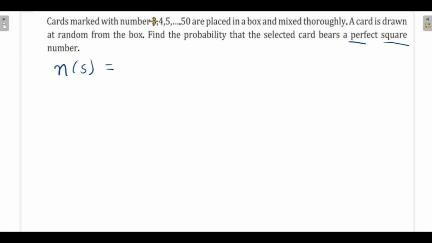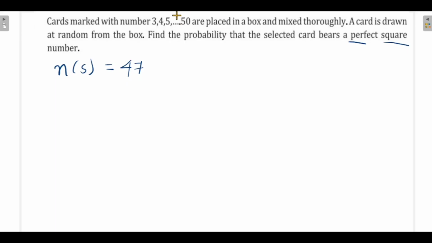Here 3, 4, 5 up to 50 numbers are there. That means some of the students will subtract 3 from 50 and they will write 47 is the total number of outcomes. This is the main mistake most of the students commit. That's why you should not do like this.